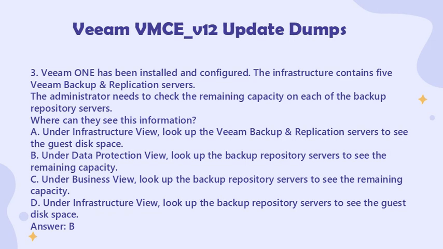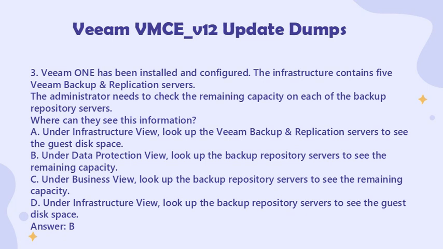3. Veeam ONE has been installed and configured. The infrastructure contains 5 Veeam Backup and Replication servers. The administrator needs to check the remaining capacity on each of the backup repository servers. Where can they see this information?